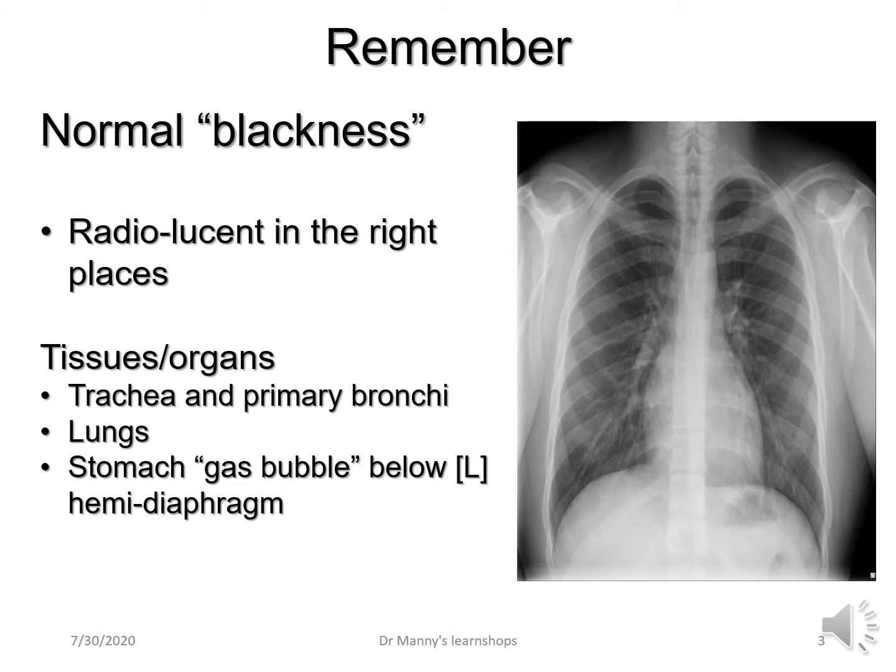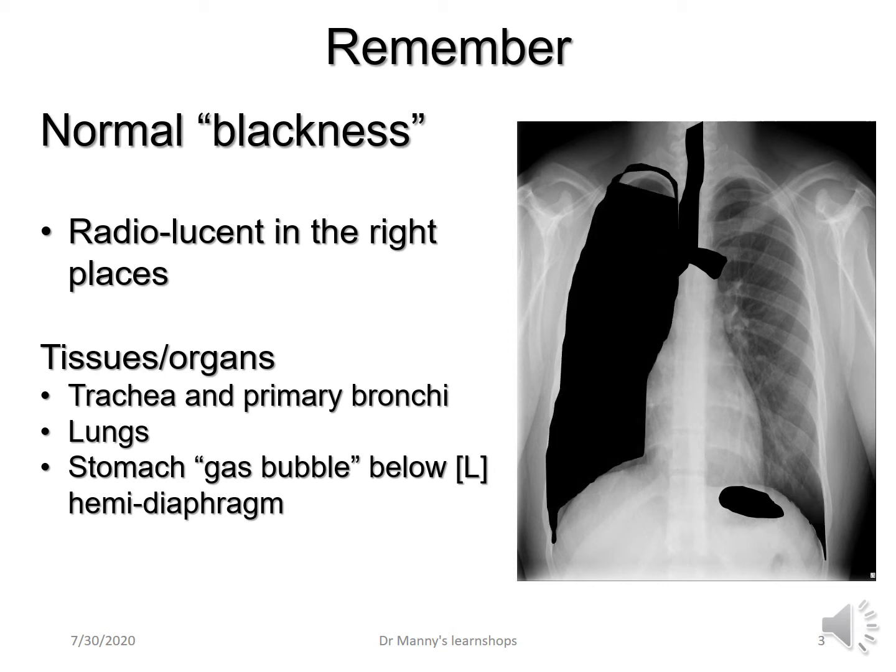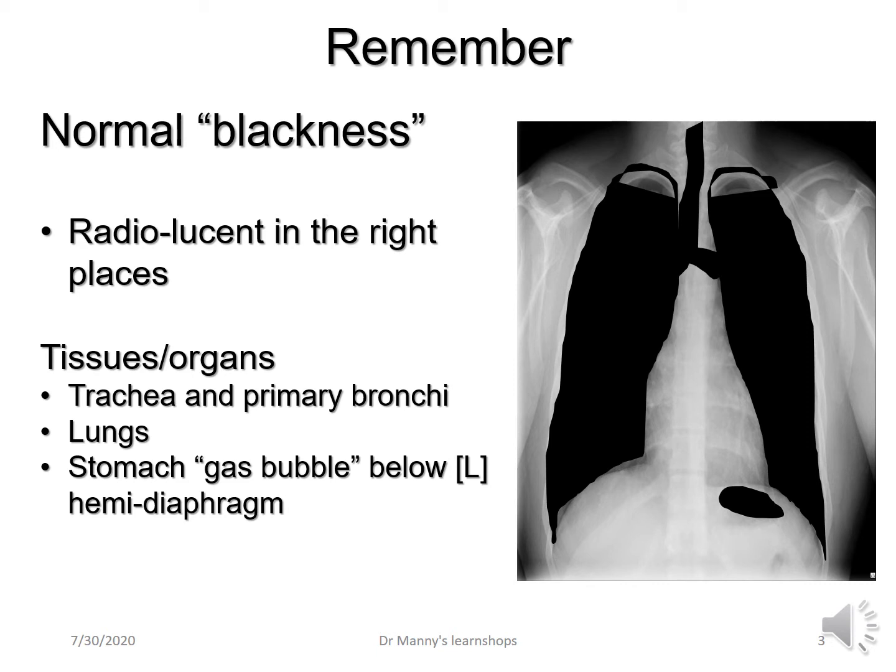Now you have to remember normal blackness. Normal blackness is radiolucency, or radiolucent images, or images that have air within them in the right places. Tissues that typically have air or blackness associated with them are the trachea and the primary bronchi, the stomach with its gas bubble, typically situated under the left hemidiaphragm, and the lungs, the right and left lung, which are typically black with vascular markings because they're full of air.